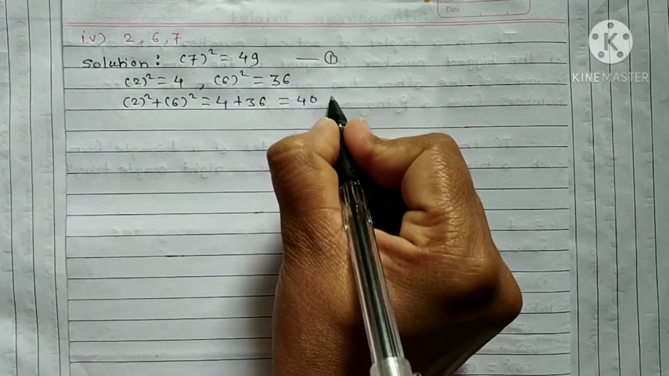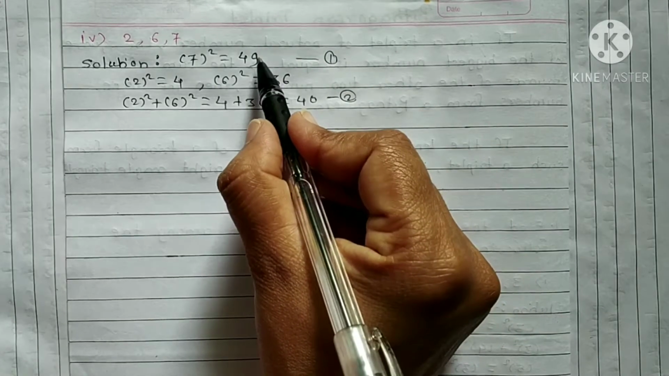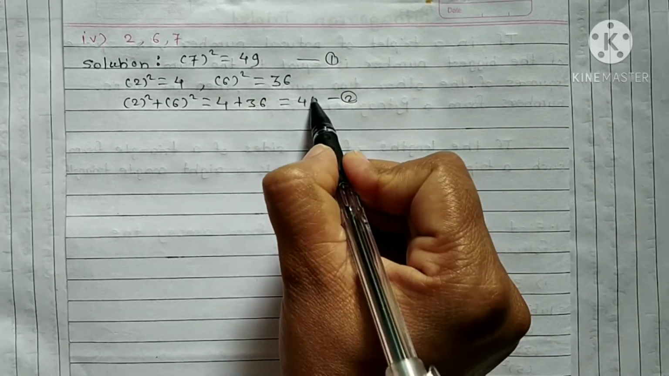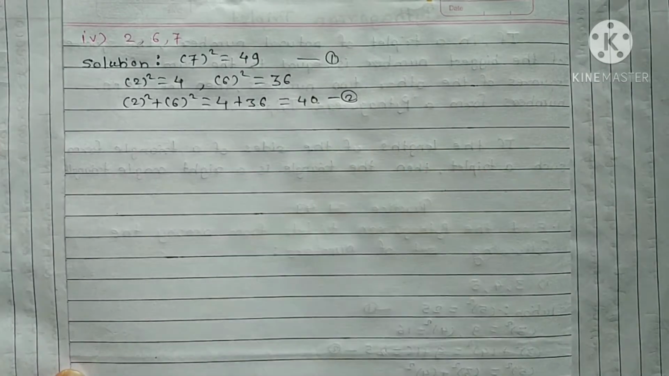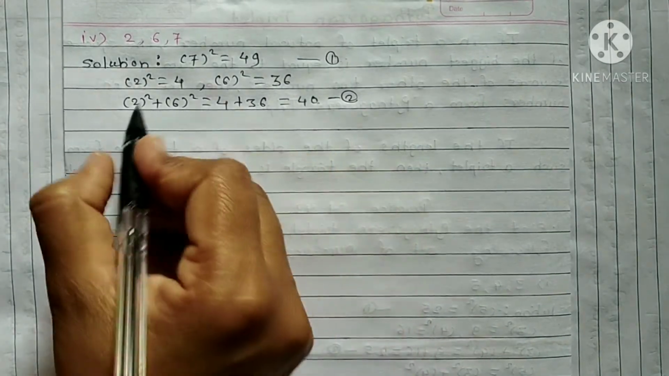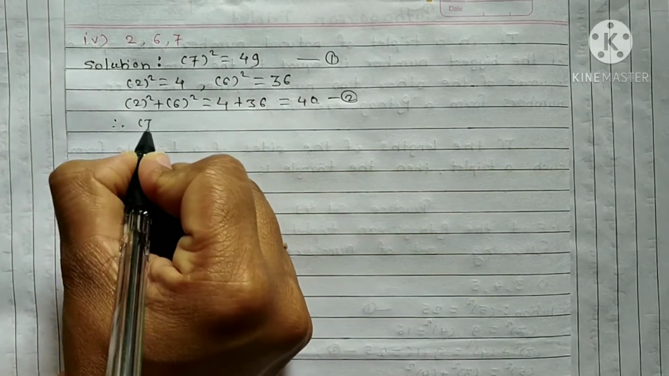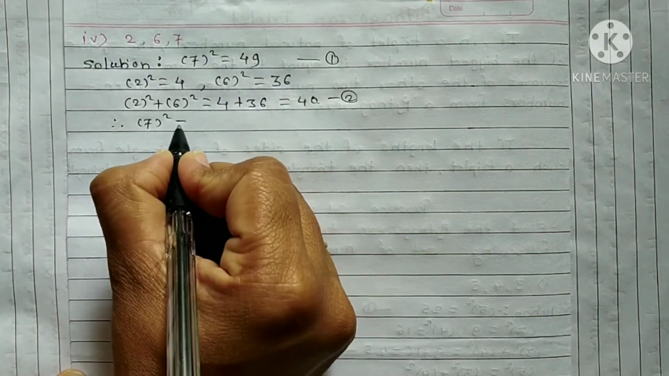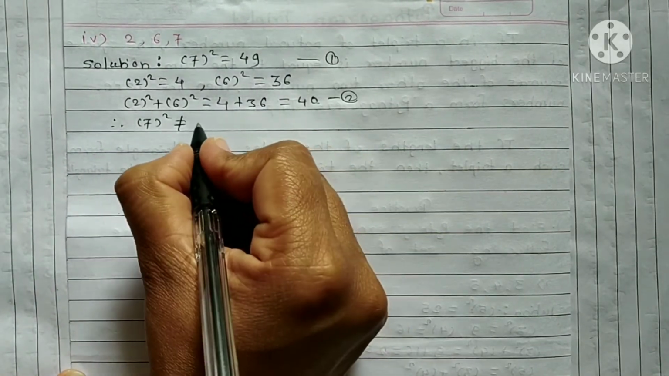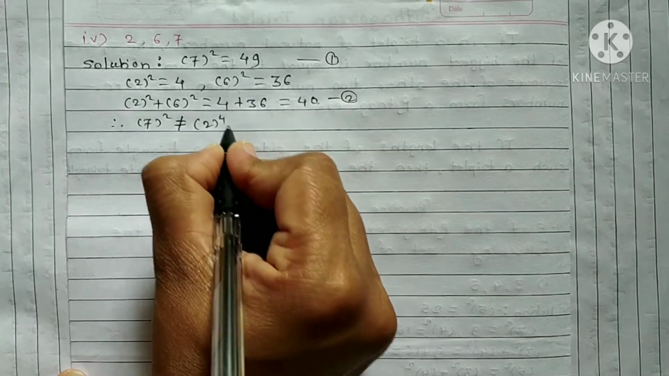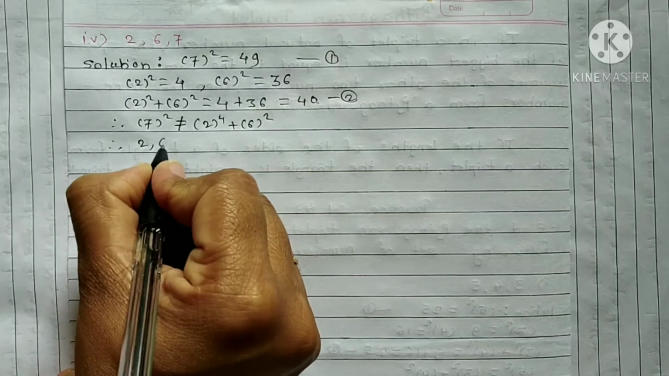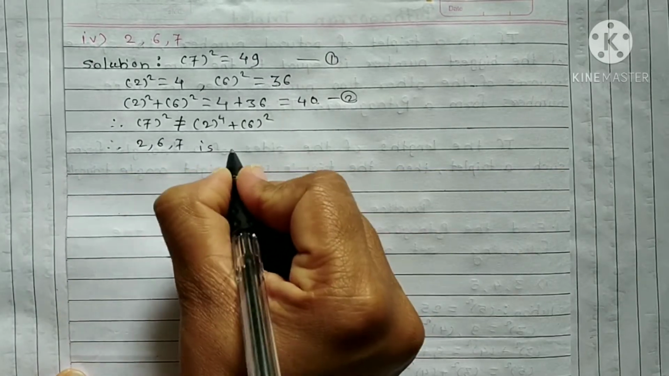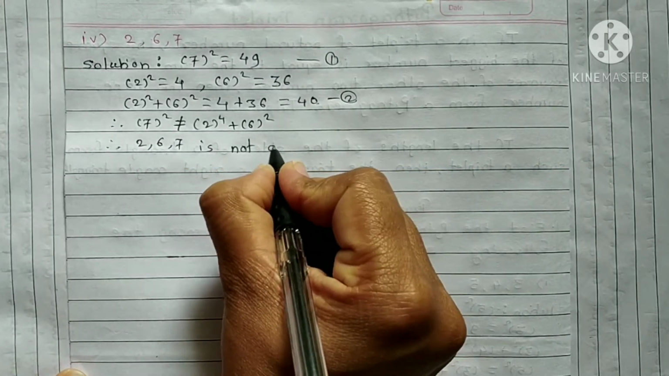Now see expression 1 and 2. Here the RHS of expression 1 and expression 2 are not equal. Here 49 and here 40. 49 is not equal to 40. Therefore we can say that 7 square, that is the square of the biggest number, is not equal to the sum of squares of the other two numbers. Therefore we can say that 2, 6, 7 is not a Pythagorean triplet.